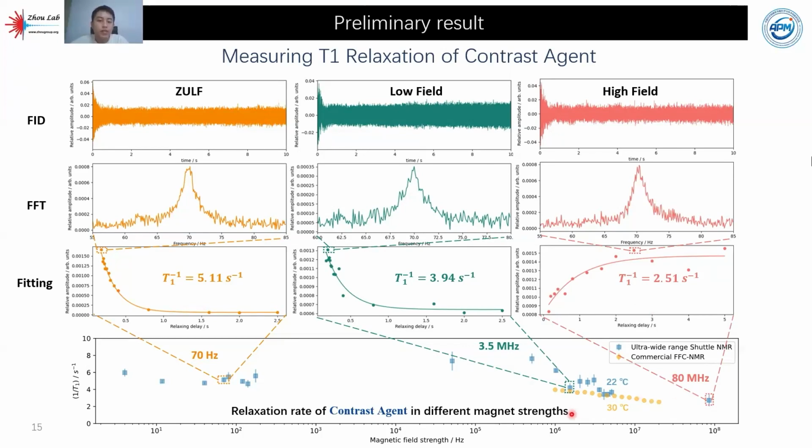We also compared the results with a commercial instrument, showing greater agreement in the low field region. And the difference between our instrument and the commercial instrument may be due to the temperature. The commercial fast field cycling equipment samples are at 30 degrees Celsius, and our samples are at room temperature of 22 degrees Celsius.